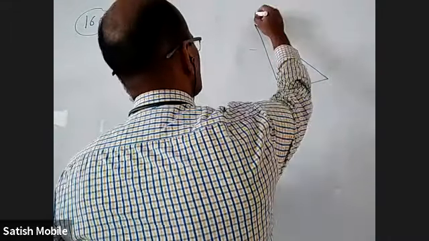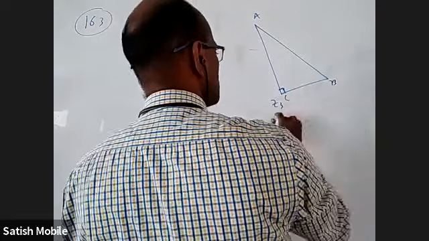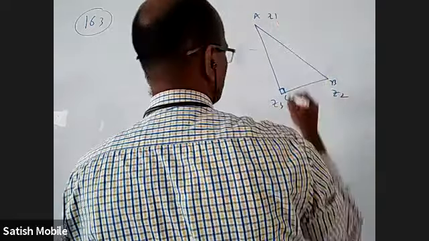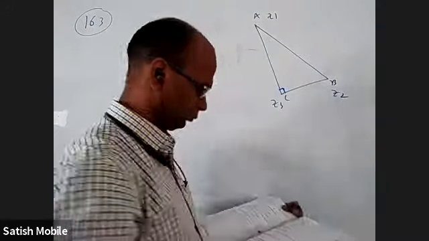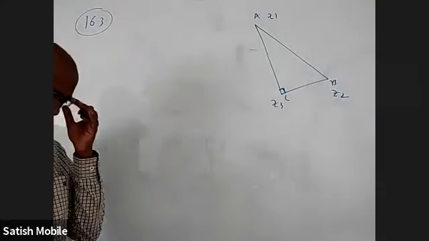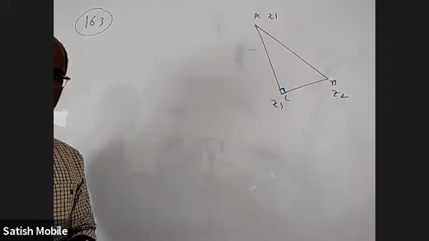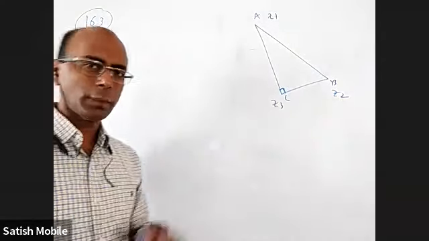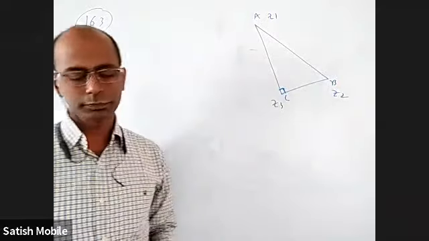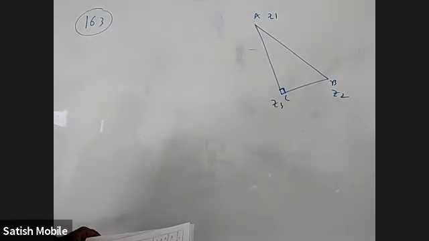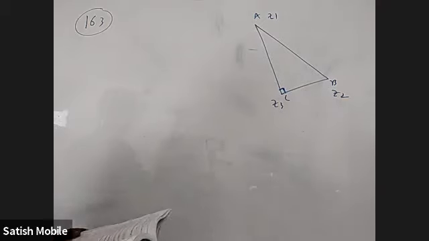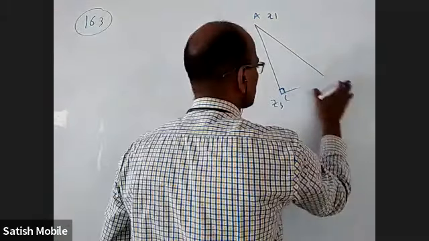Okay, this is ACB, 90 degrees. This is Z3, this is Z2, and this is Z1. All right. Okay, so what they want here is a right angle isosceles triangle. I did not draw an isosceles triangle. Sorry.